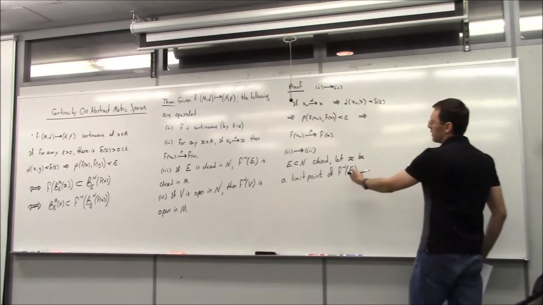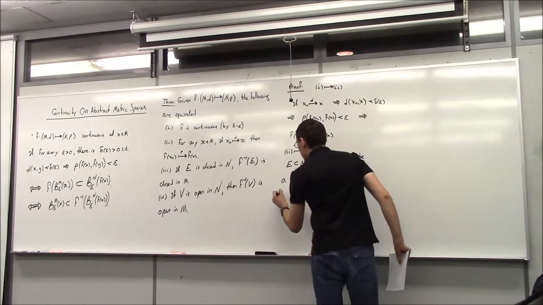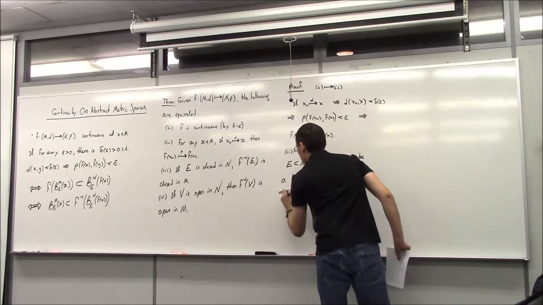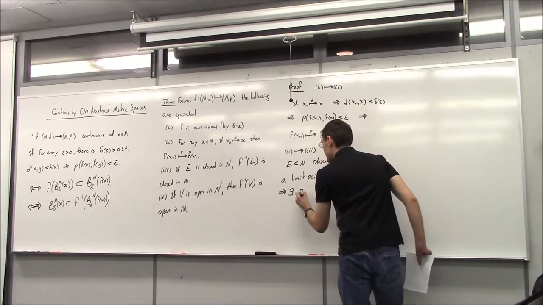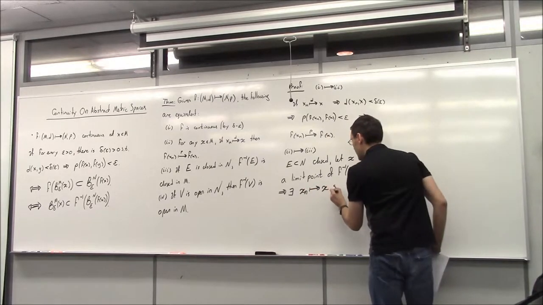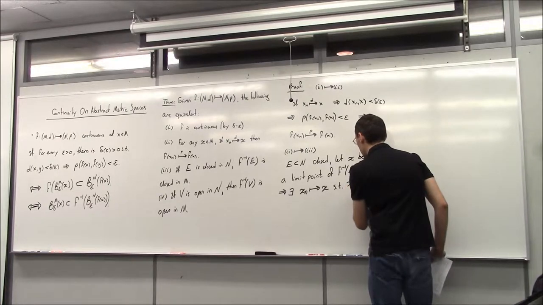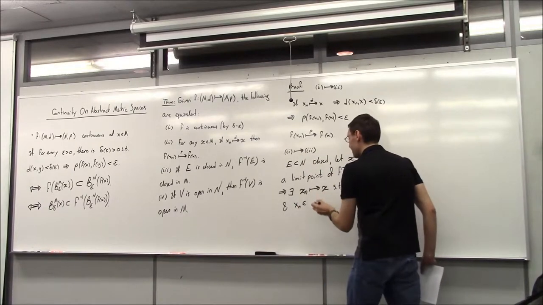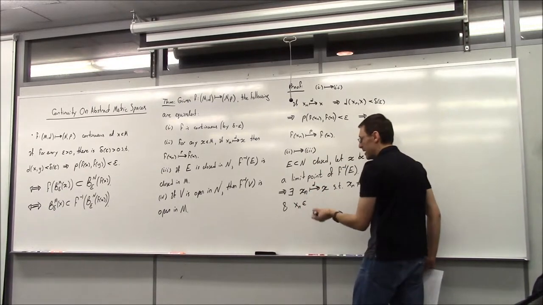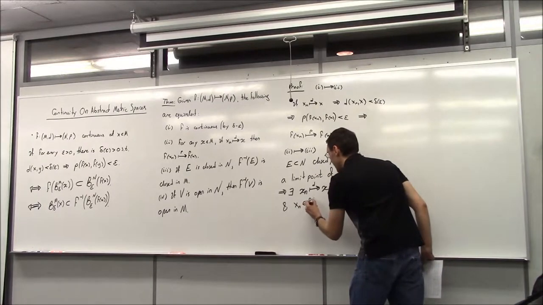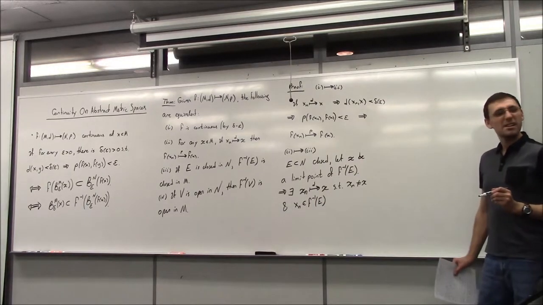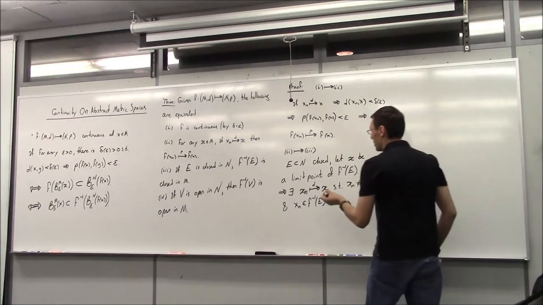So x is a limit point of this inverse image, so that means what? Limit point implies existence of a sequence. So that implies that there exists a sequence xn going to x, such that none of the xn equal x, and each xn is a member of the inverse image of E. Okay? So what do we know about this?